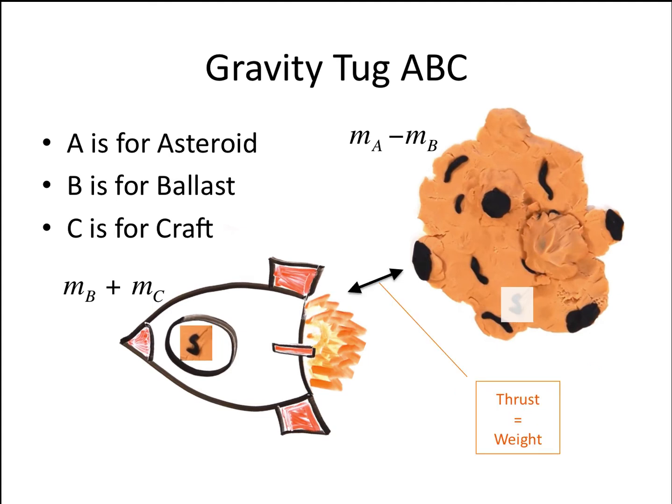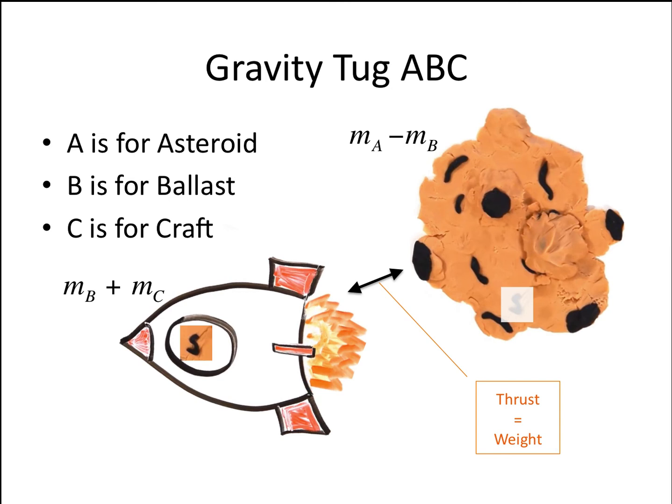That works because the gravitational pull goes by the product of the mass of the craft times the mass of the asteroid. So if you change the mass of the craft a little bit, you can pull a little harder. And it turns out that the thrust that the spacecraft can exert is exactly the same as the weight of the craft over the asteroid.